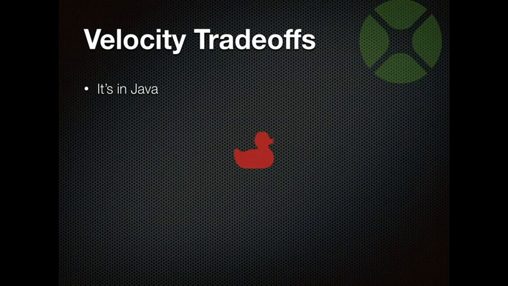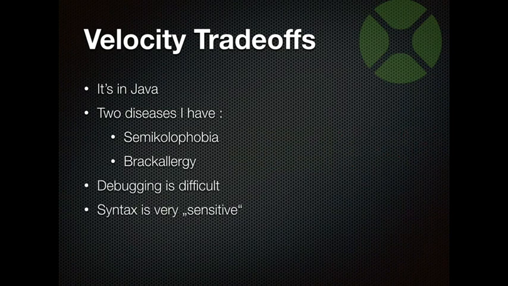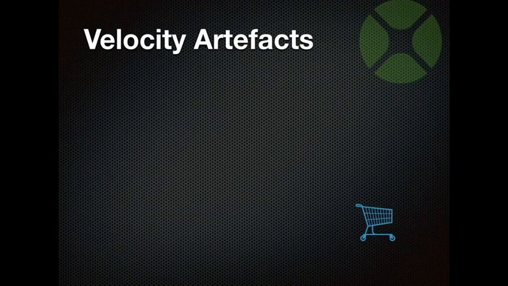Okay, Velocity trade-offs. It's in Java. And then I say my two diseases I have, which is semicolonphobia. I'm very afraid of semicolons. This is not a joke. You don't laugh about that. You should not laugh about sick people. And then I have the brachylogy. It makes my skin red if I see brackets. So please. I didn't like it very much. Debugging is difficult. Syntax is very sensitive. I don't like syntax which is case sensitive. Oh God, this is the case. And the required environment, of course, you have to use the Java environment, which is annoying anyhow. So it's in Java. Can do.